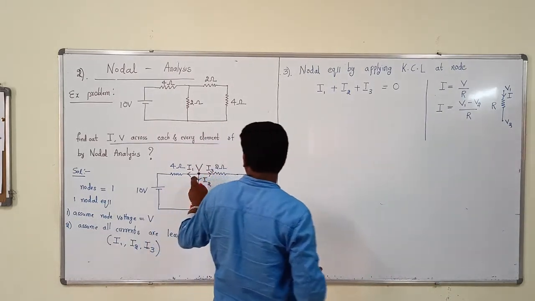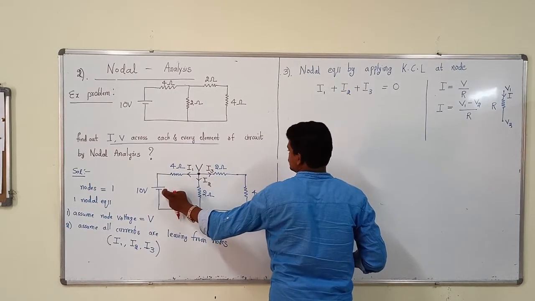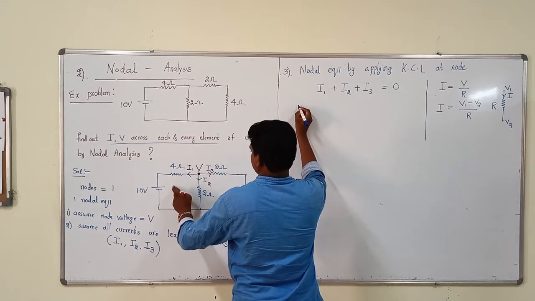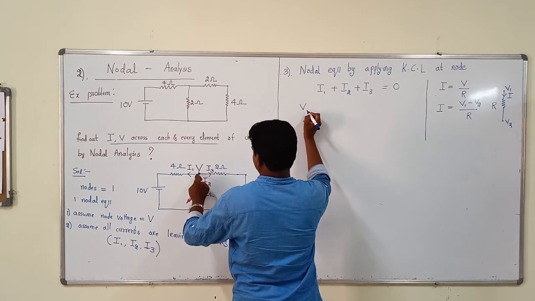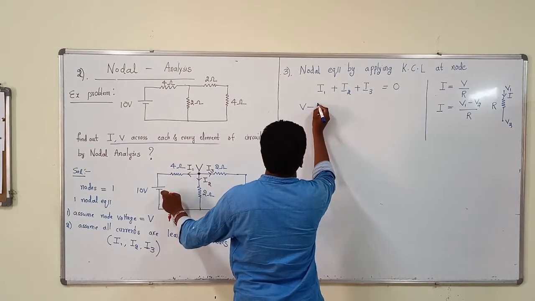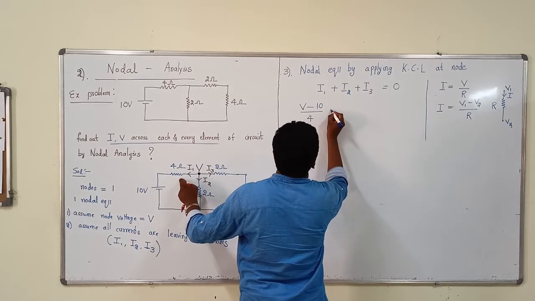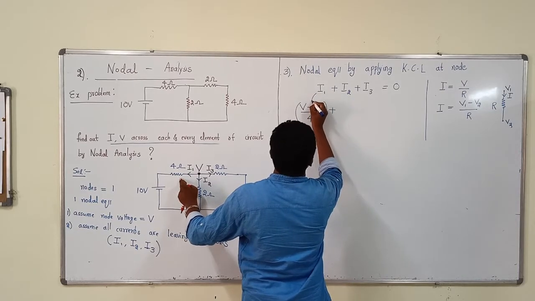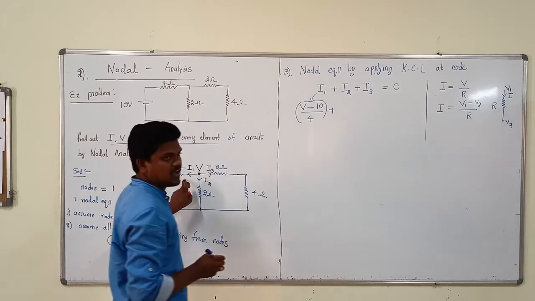Here the current is flowing from this voltage to this source, so I can write the I1 value like this. This is the voltage V, and the voltage drop is V minus 10 volts, divided by the resistor. The resistor is 4 ohms. Don't get confused here, this is about I1.